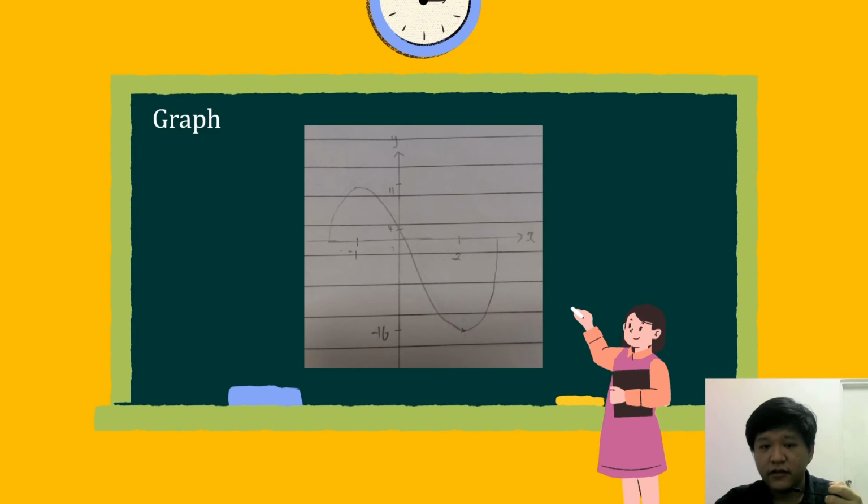The graph has an S shape because the power of x is 3, so x cubed, and we get this shape because the coefficient of x cubed is positive. So normally the graph of positive x cubed should look like this. So this is the equation that we get, and also the graph. Okay, thank you. That's all from me.